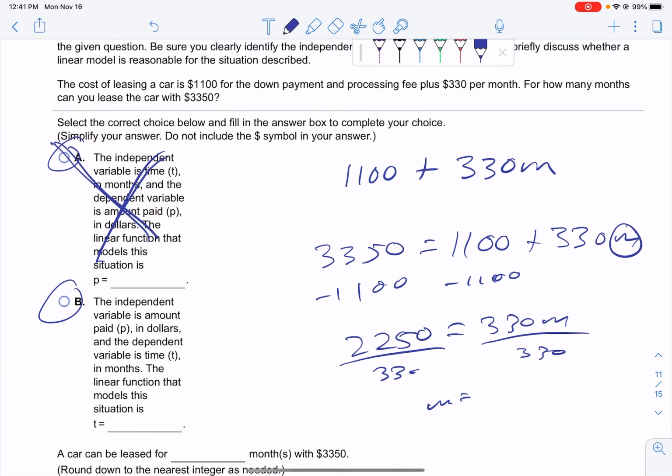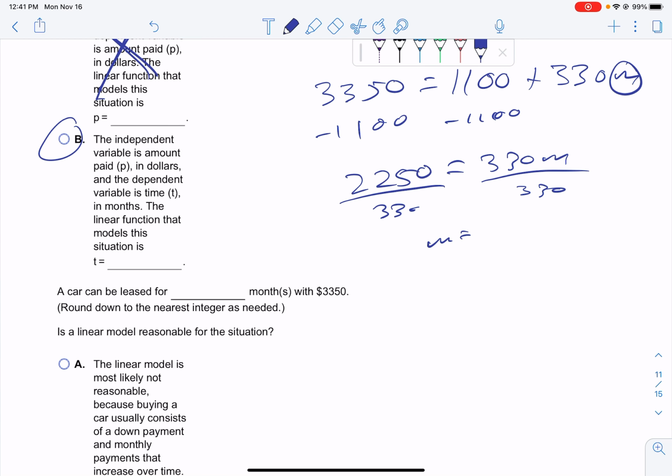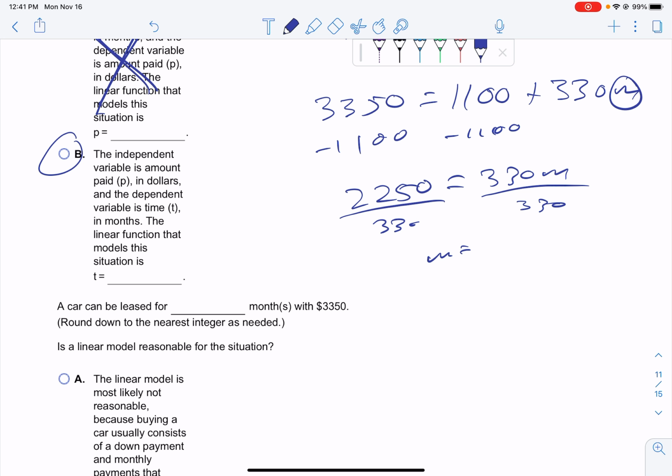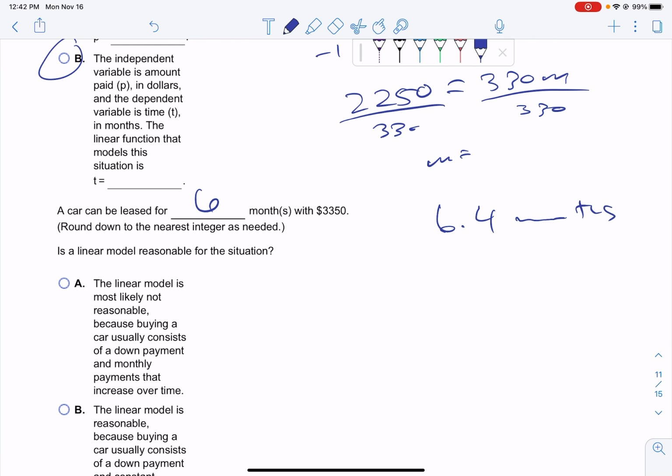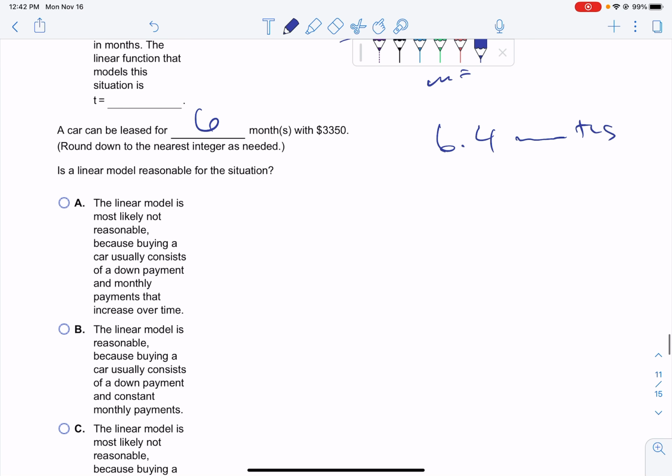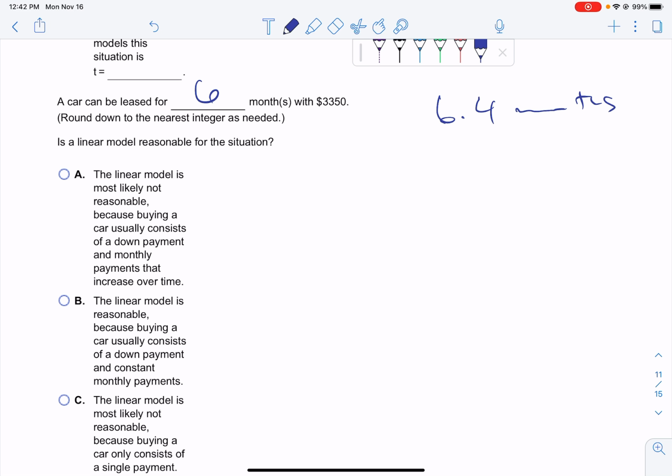Now here's where we have to be careful. Round to the nearest integer. If I'm at 6.8 months, can I drive the car for 7 months? No, I can't. I don't have enough money. I have enough money to drive it for 6 months, and then I'm going to have some money left over, but I don't have enough to drive it for 7 months. Is a linear model reasonable for the situation? Yes, it is. It's reasonable.